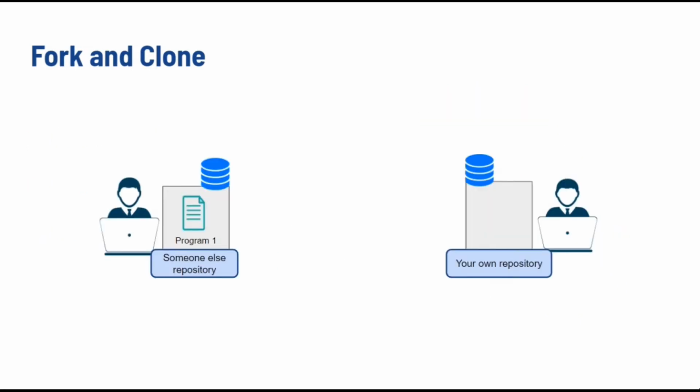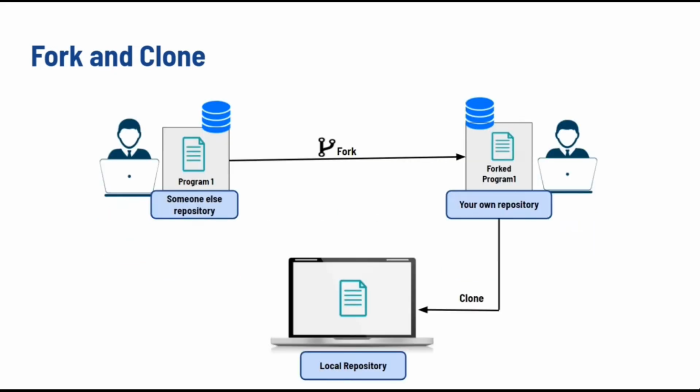Let's say you are interested in a project and want to fork it so that you can have the same project file in your repository. You can fork it from the repository and the same program file gets forked in your own repository. Once the forked project is available in your own repository, you can then clone it to the local repository.